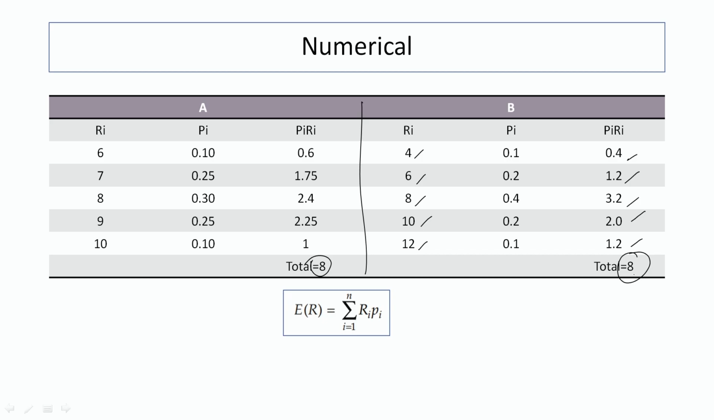So, how do we get the expected return? It is a summation of 0.4 plus 1.2 plus 3.2 plus 2 plus 1.2. So, if we calculate this, we will get 8. So, in this particular numerical, if we check both the companies, Company A is giving expected return of 8 and Company B is giving expected return 8. So, if we look into this example, we can say that both the companies are giving the same return, we can choose any of them.